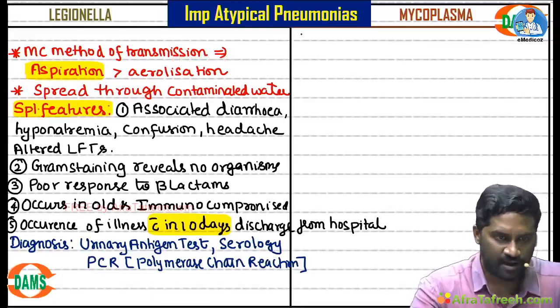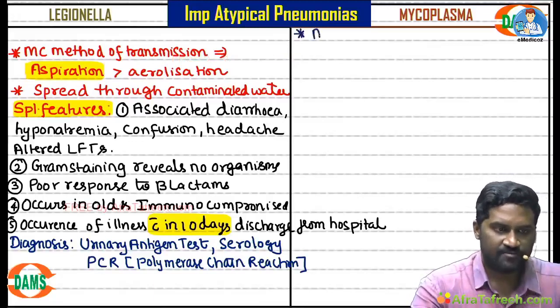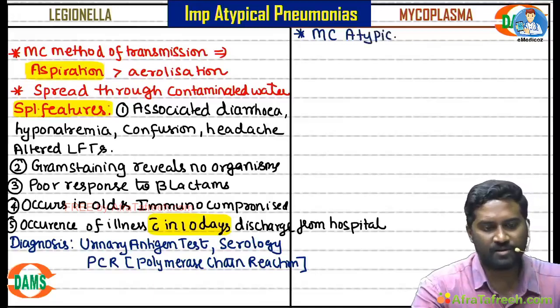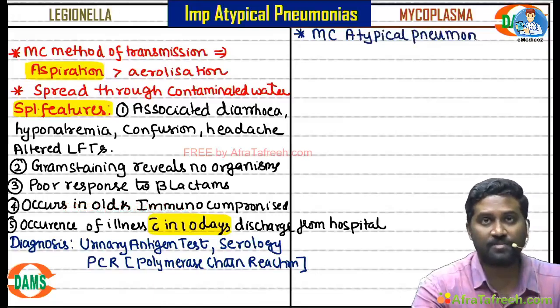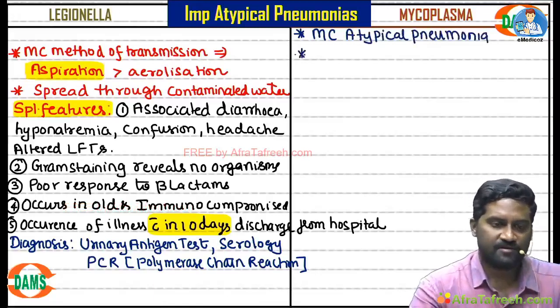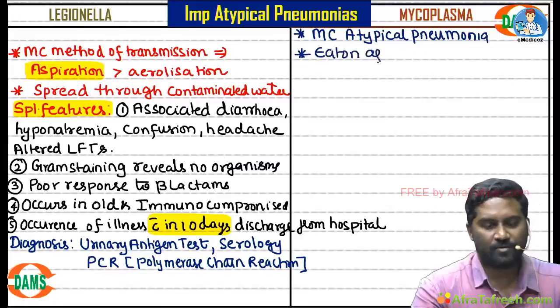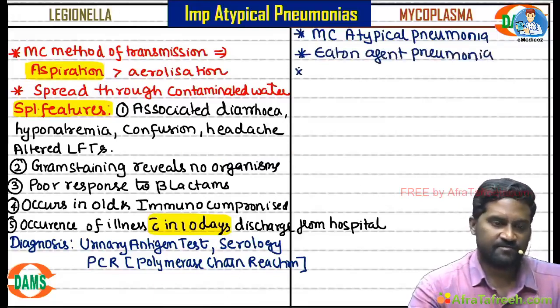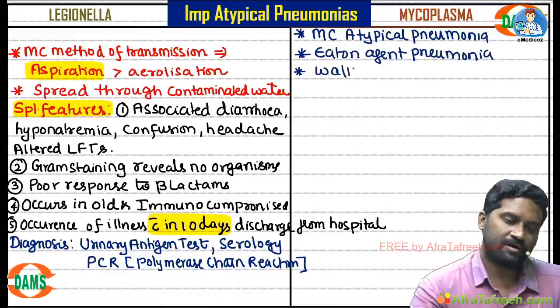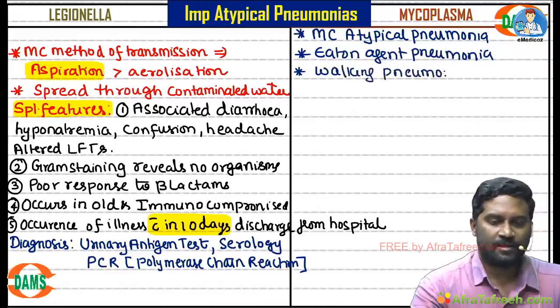Now, coming to Mycoplasma. As we know, Mycoplasma is the most common atypical pneumonia. This is also called Eaton agent pneumonia, after the name of the scientist. This is also called walking pneumonia. Now what is this walking pneumonia?